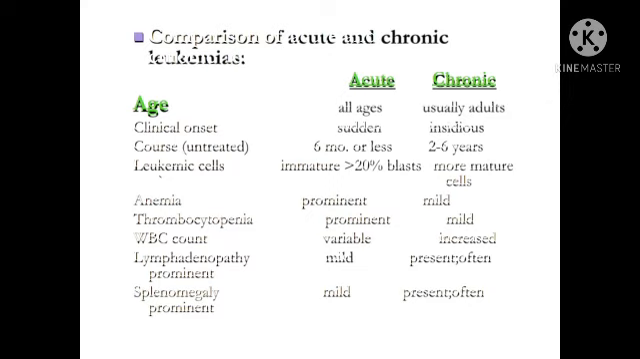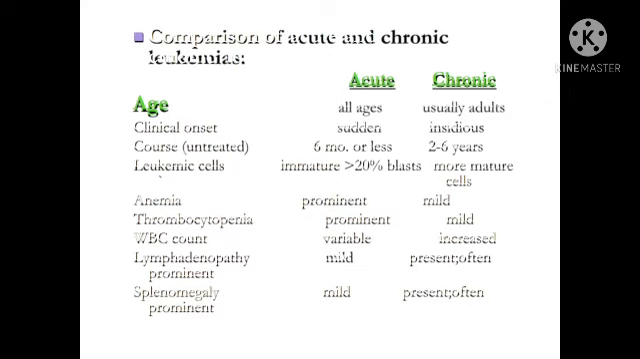So, there is a comparison of acute and chronic leukemias here. Based on the age, you can see that acute leukemias mostly affect all age groups, while chronic leukemias affect adults. Clinical onset is sudden in acute leukemias, insidious in chronic leukemias. Normally, the duration, not only for leukemias but for any disorder, acute presentation will be less than 6 months, and chronic presentation will be more than 6 months to years.